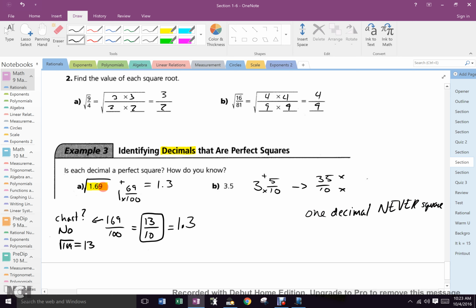Now, is 2 decimals? Do you think it always is? No. 2 decimals maybe. Because 2 decimals is over 100, yes? And 100 has a perfect square.